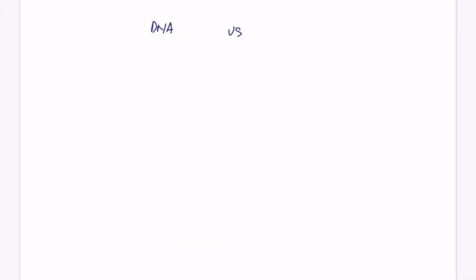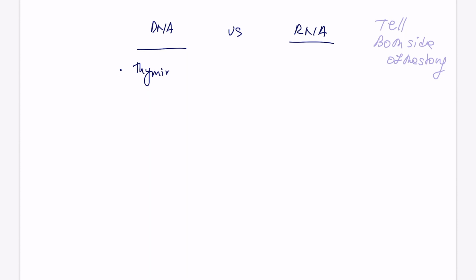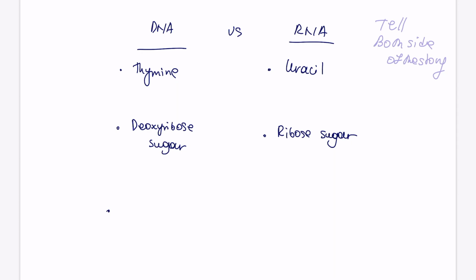You might be asked, and it's a very common question in exams, to compare DNA versus RNA. To get full marks, you need to tell me both sides of the story. So compare DNA and then tell me also about RNA. The first point would be DNA has thymine, RNA has uracil. DNA has deoxyribose sugar, whereas RNA has ribose sugar. And DNA is double-stranded, whereas RNA is single-stranded. And that's it, guys. That would be 3 marks in your exam questions.